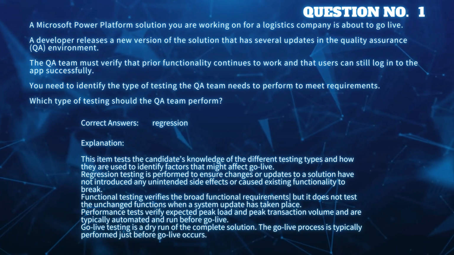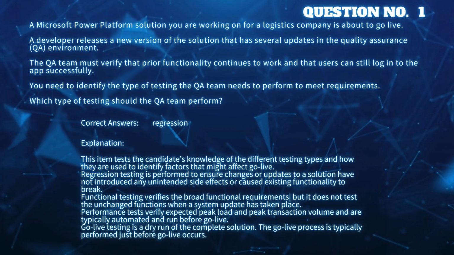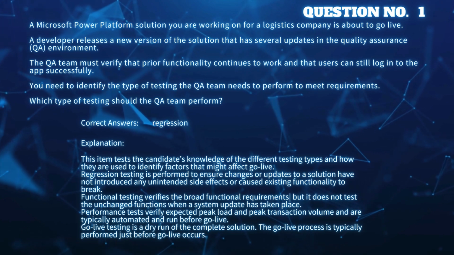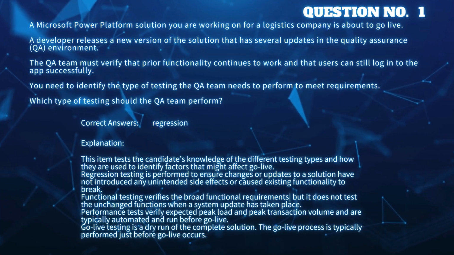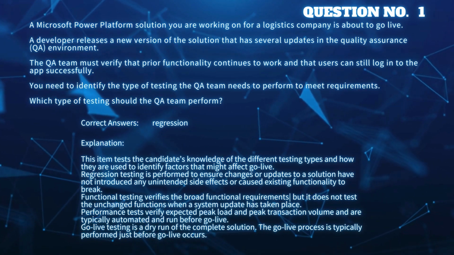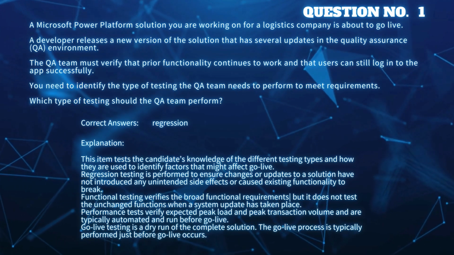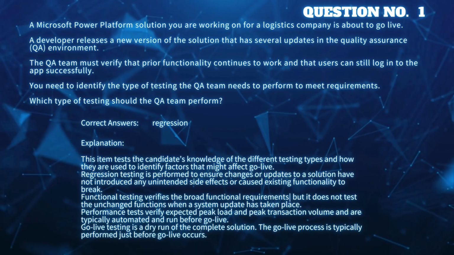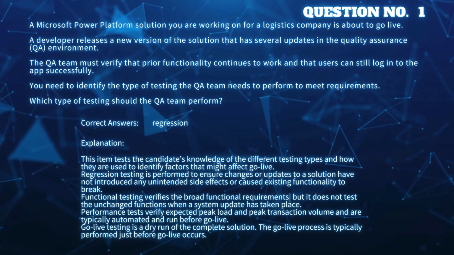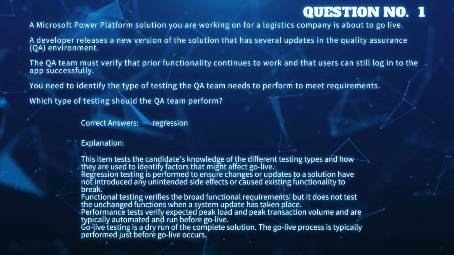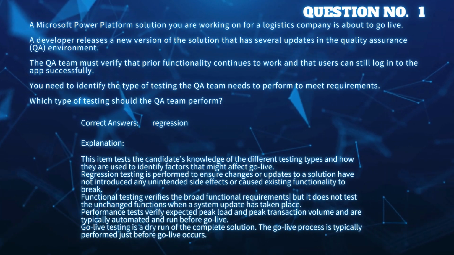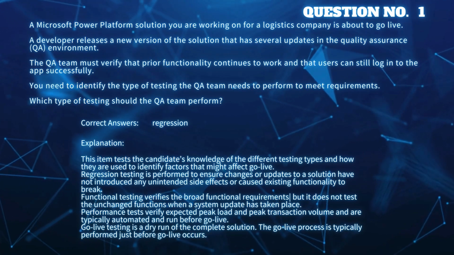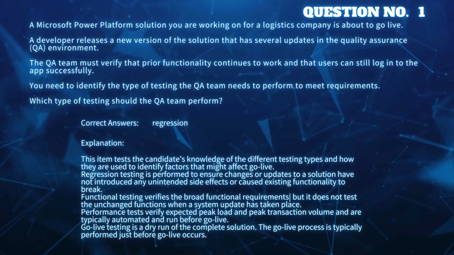Regression testing is performed to ensure changes or updates to a solution have not introduced any unintended side effects or caused existing functionality to break. Functional testing verifies the broad functional requirements, but it does not test the unchanged functions when a system update has taken place. Performance tests verify expected peak load and peak transaction volume and are typically automated and run before Go-Live. Go-Live testing is a dry run of the complete solution. The Go-Live process is typically performed just before Go-Live occurs.